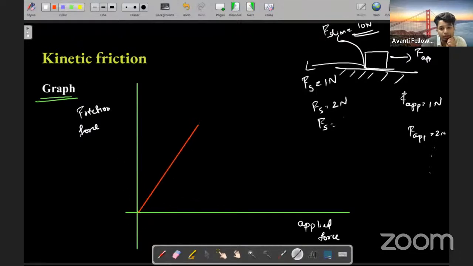As I increase my force, this is my static friction. Basically, this represents the static friction. Yes or no, students? Let me know in the chat.